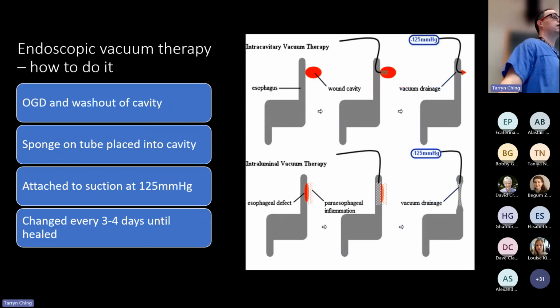So how do you do it? We talk about two approaches, either intracavity, or I refer to that as extraluminal, so sponge outside the lumen of the organ you're trying to treat, or intraluminal, sponge inside the organ you're trying to treat. So you do an endoscopy under general anaesthetic. You place a sponge on a tube into the cavity, bring out the other end through the nose. I'll talk you through the devices we use to do it. Attach it to a standard vac pump at 125, so the same you'd use for a wound or for an abthera in the abdomen, and then change it every 3 or 4 days until it's healed.